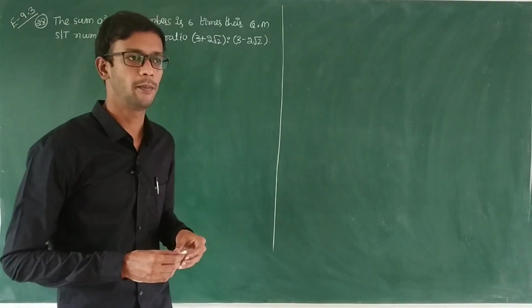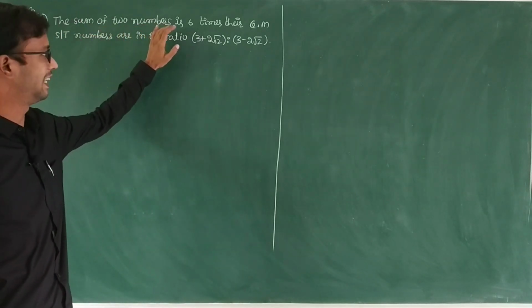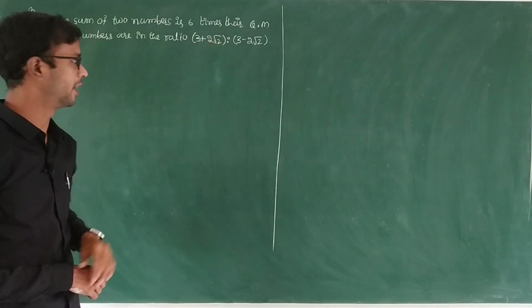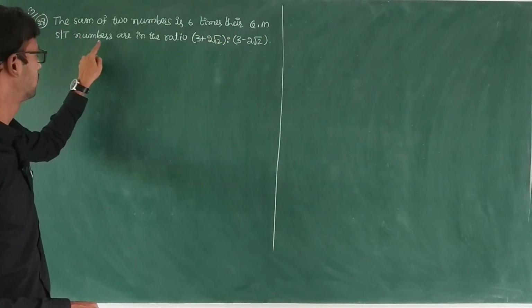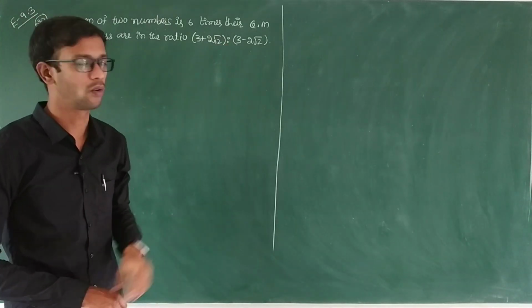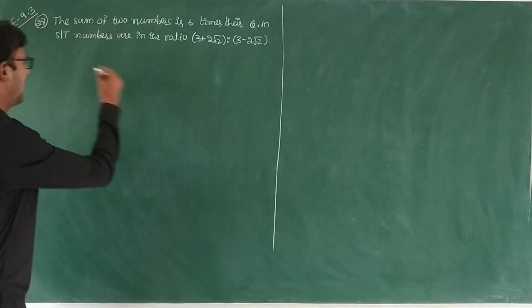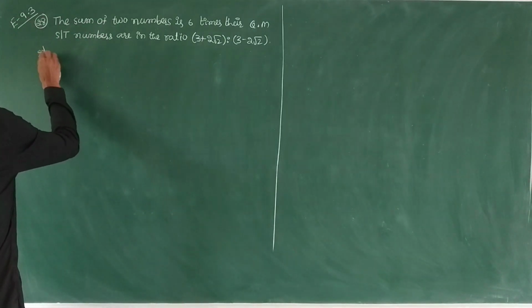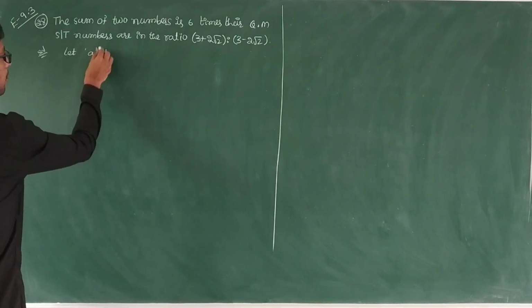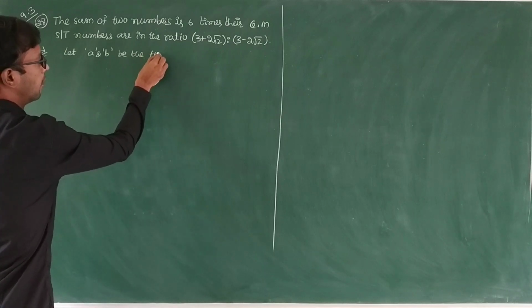Next, problem number 28. The sum of two numbers is 6 times their geometric mean. GM is geometric mean. Show that the numbers are in the given ratio. We have to show the ratio of the numbers. We don't know the two numbers, so let a and b be the two numbers.